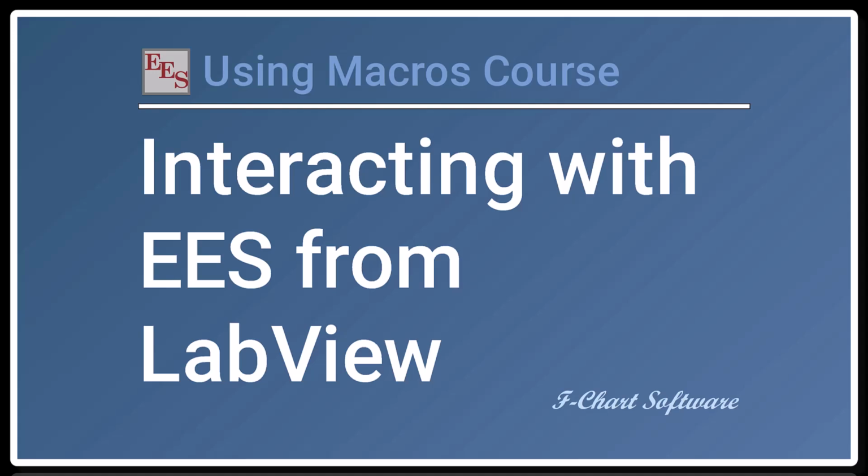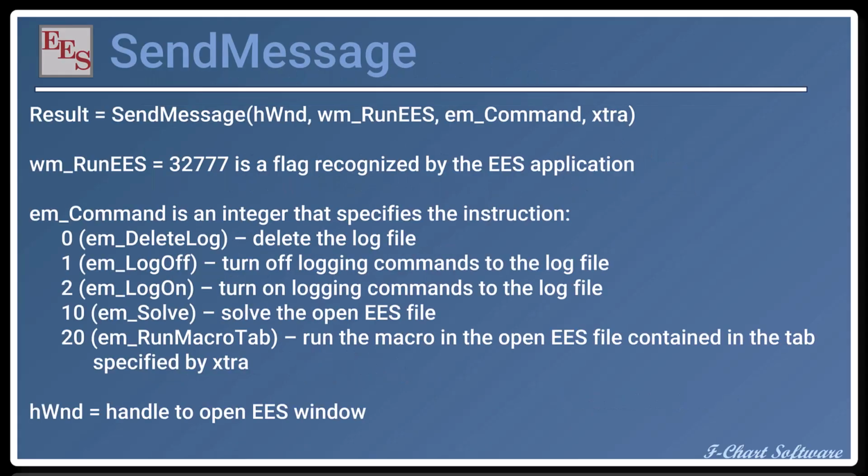Starting with version 12.131, a professional license of EES can be called from other applications using the SendMessage command in the Windows operating system. So EES will respond to a SendMessage command with the format that is shown here. And we've already seen this in some other videos for Excel and MATLAB and Python, and the format's exactly the same. You have result equals SendMessage, and then there's 4 arguments.